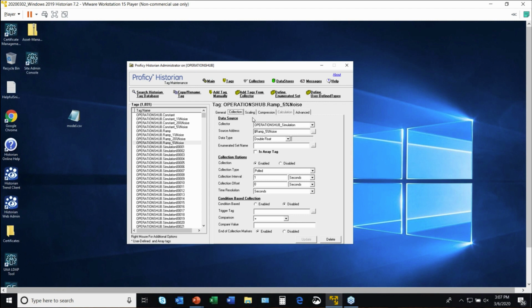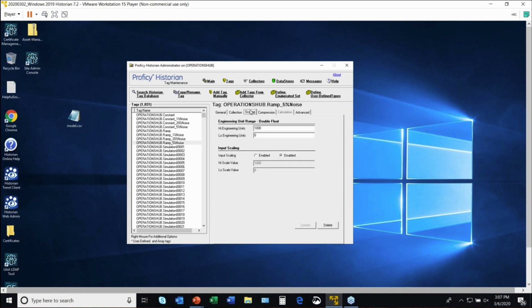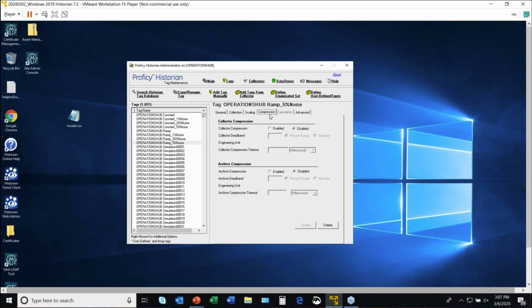Scaling. So maybe, as I talked about, your tag is coming in as Fahrenheit, and you really want to store it in Celsius. Do you have that ability with engineering units? Do you have compression? We talked about compression before. So do I want to enable compression at the calculation level?